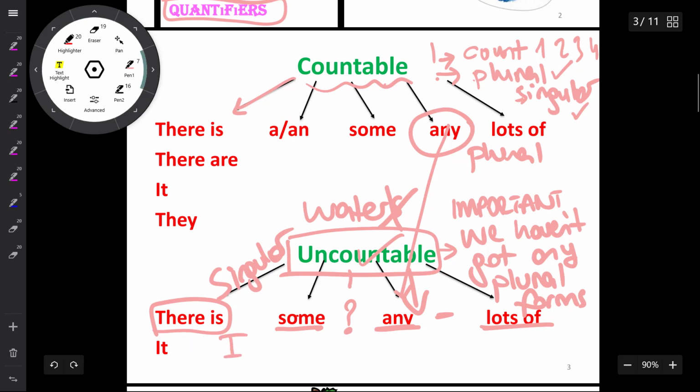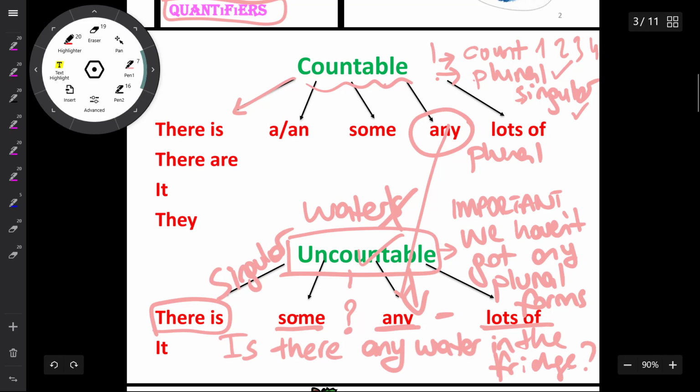Okay. Is there any water in the fridge? Yes, in the fridge. Is there any water in the fridge? Okay, water, uncountable. Any, we use any in the question form, and it should be singular. Okay, got it? I think yes.